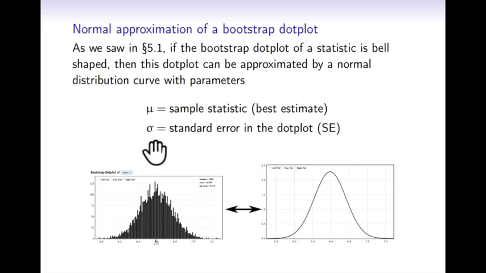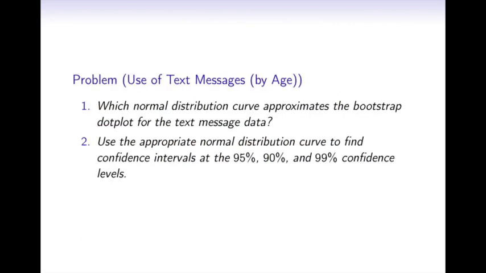If we grab that mu and that sigma, and they become the parameters of a normal distribution, then calculations that can be done on the dot plot can be done analogously on that associated normal distribution. So what we want to do is ask ourselves, what normal distribution curve would we use to approximate that text message data that we just saw? And can we use the associated normal curve to construct those 95, 90, and 99% confidence intervals? So let's go ahead and take a look.